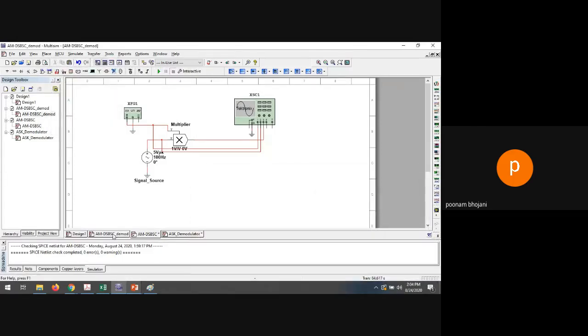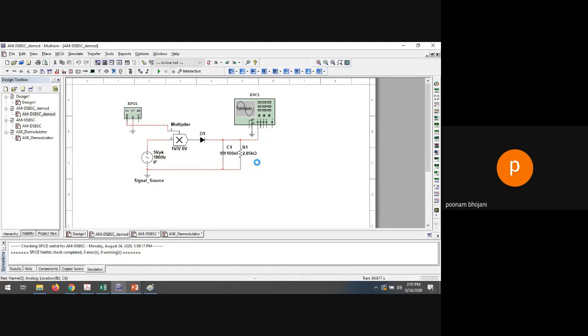Okay, demodulation, same circuit I'm showing you, but I have put only one diode instead of two because I want only one envelope. So after the multiplier you have the modulated signal. Okay, and that modulated signal you want to demodulate. So let us do that.